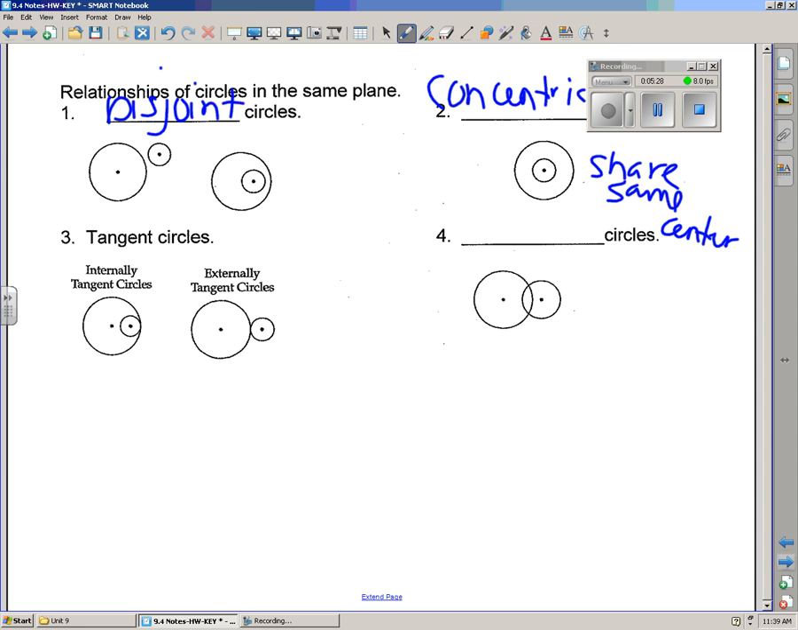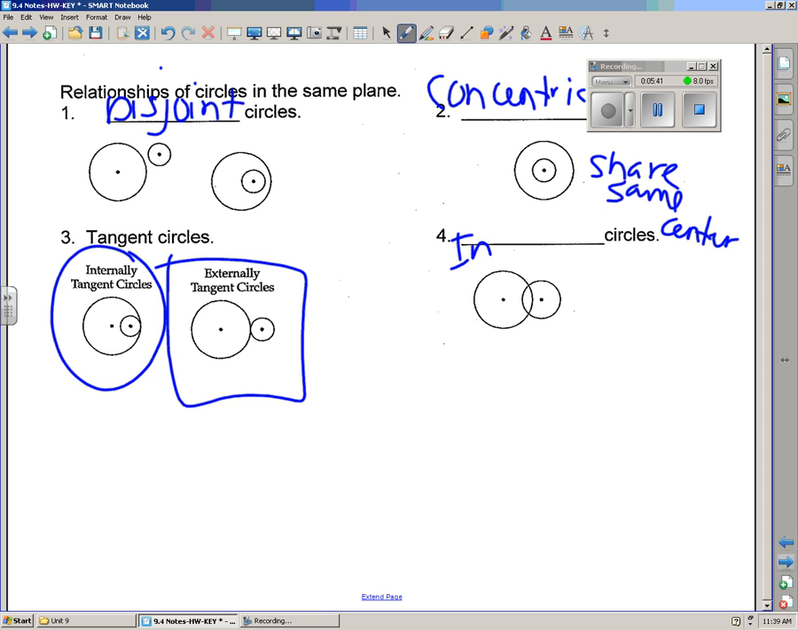Tangent circles: there are circles that are internally tangent because one circle's inside the other, and there are circles that are externally tangent, where one circle's outside and they just touch in one place. And this is kind of like a Venn diagram. These are when you've got two circles that are intersecting. Okay.